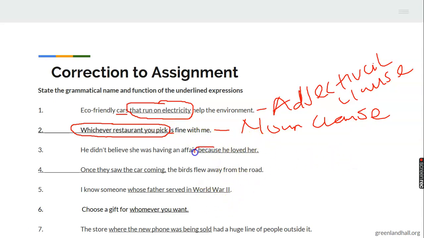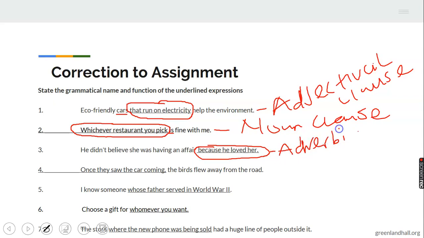Then to the next one, which is this. He didn't believe she was having an affair. Why? Because he loved her. This is simple. That answers the question why. And this kind of question will only come up under one type of clause, which is the adverbial clause. So definitely it's an adverbial clause, and the function is very simple. It's modifying the verb was having.